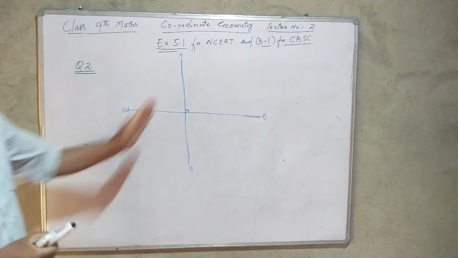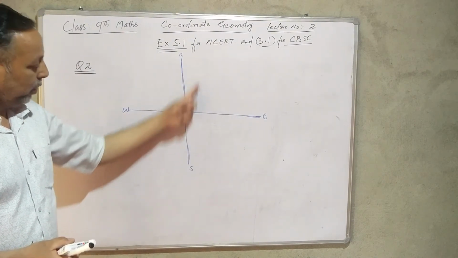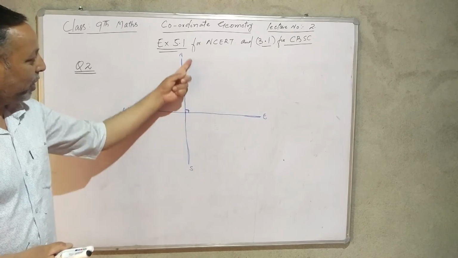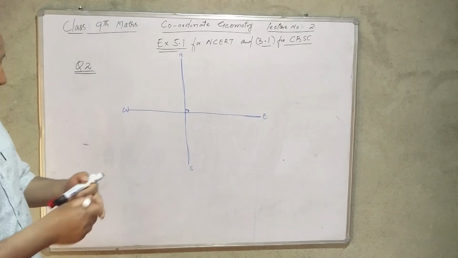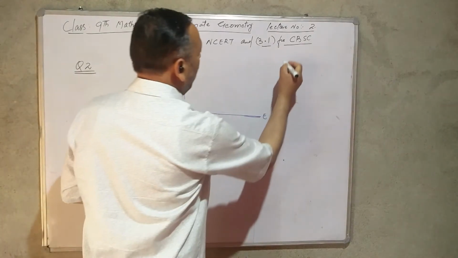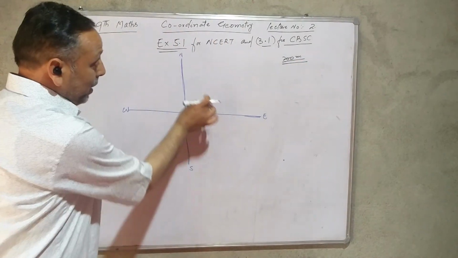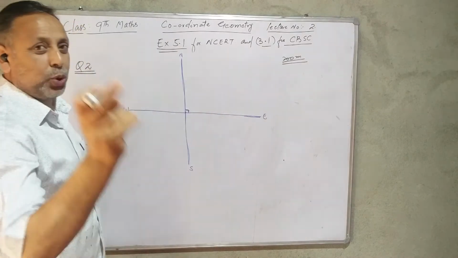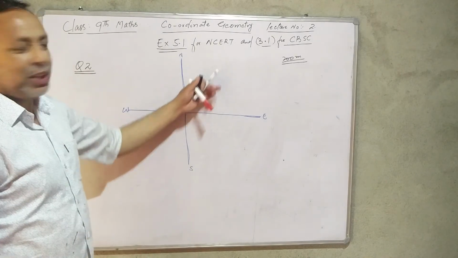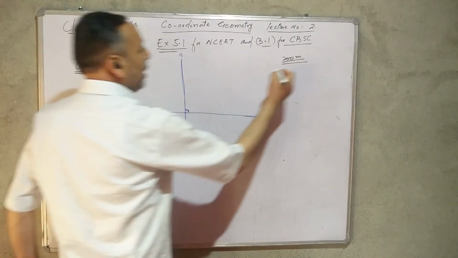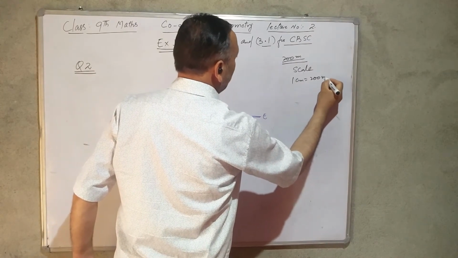Then 5 more streets run parallel to the street in the north-south direction and to the street in the east-west direction at a distance of 200 meters. So the distance between two streets is 200 meters. To draw a 200-meter street is not possible, so let us take the scale as 1 centimeter is equal to 200 meters.